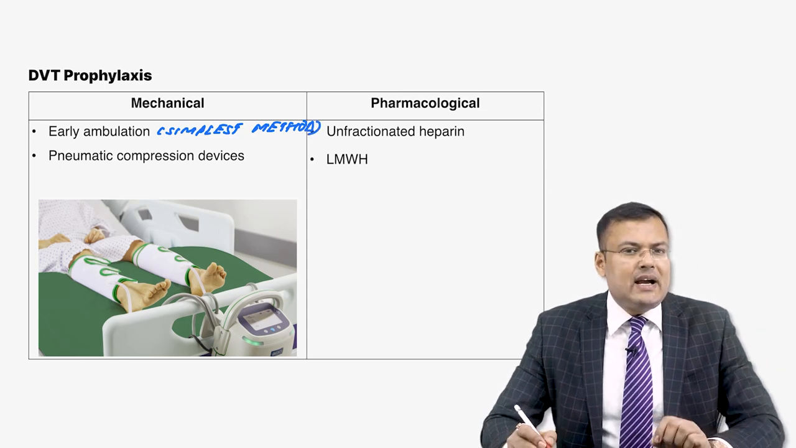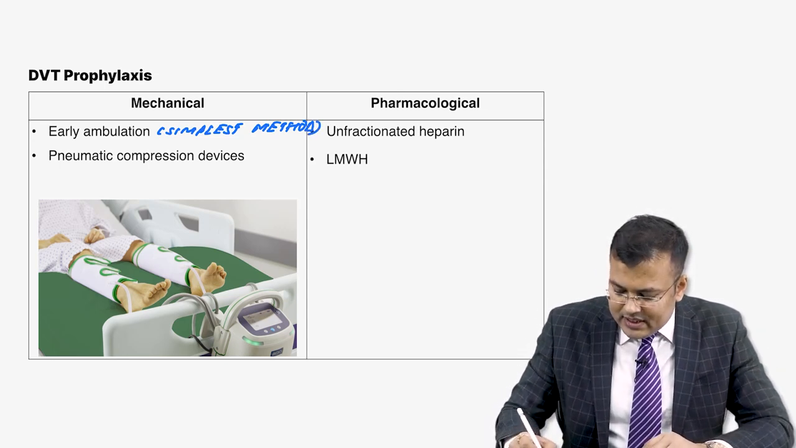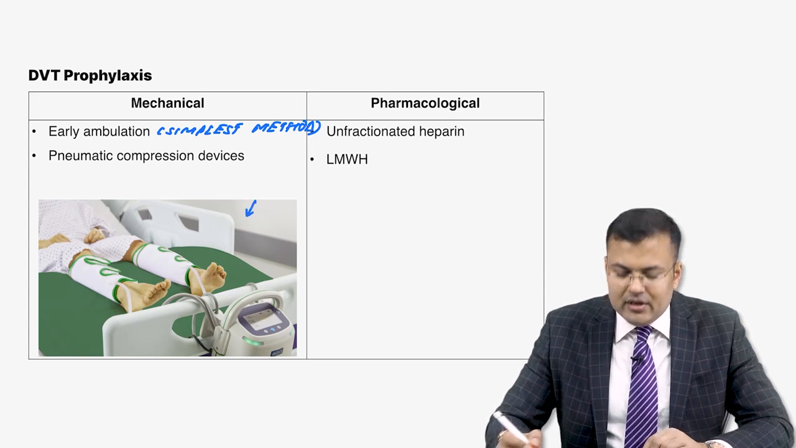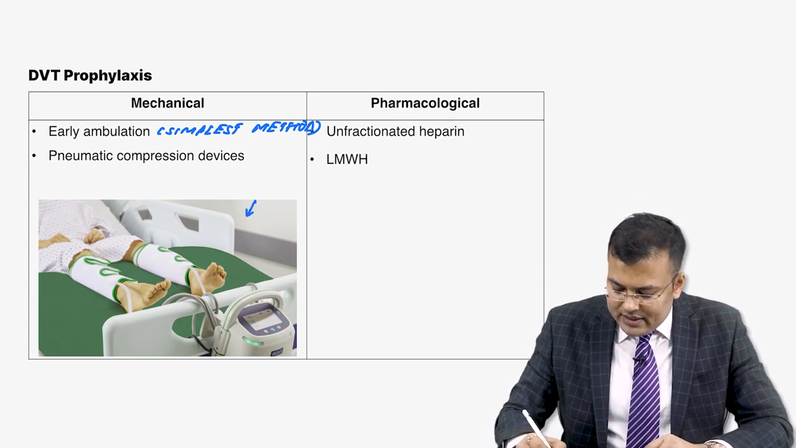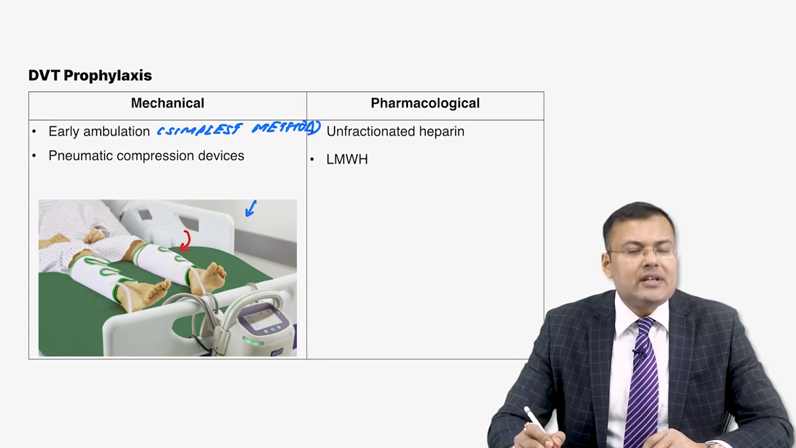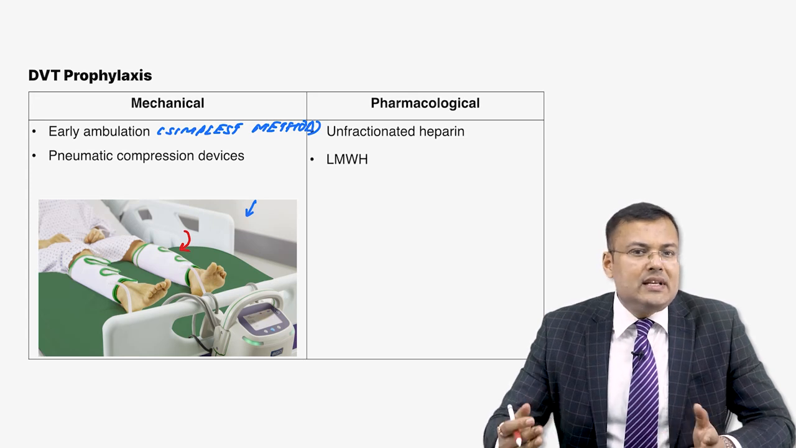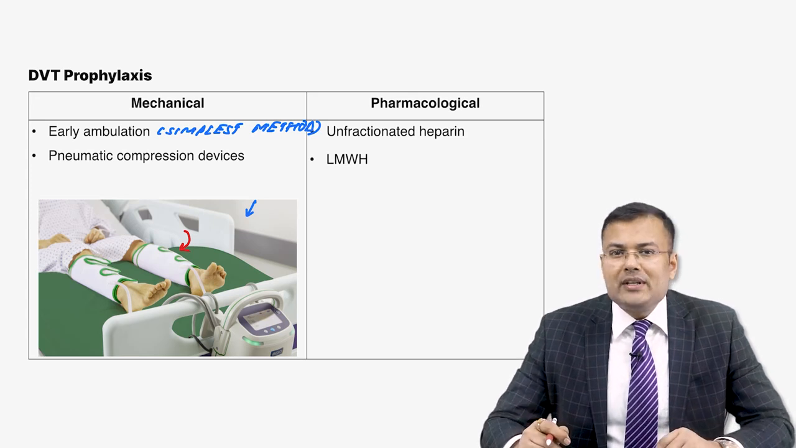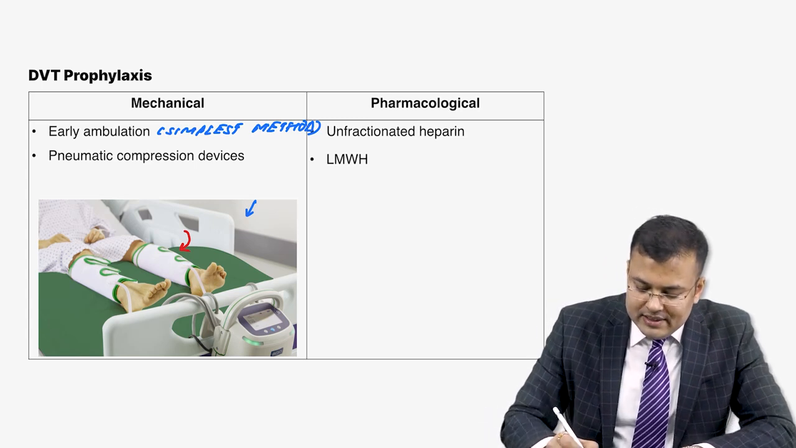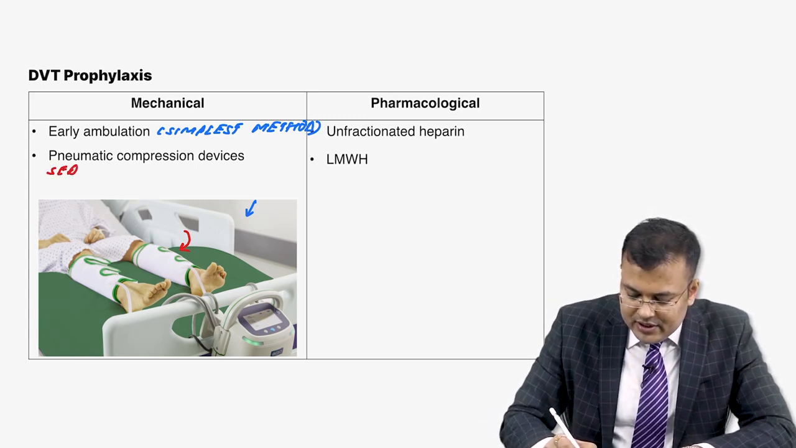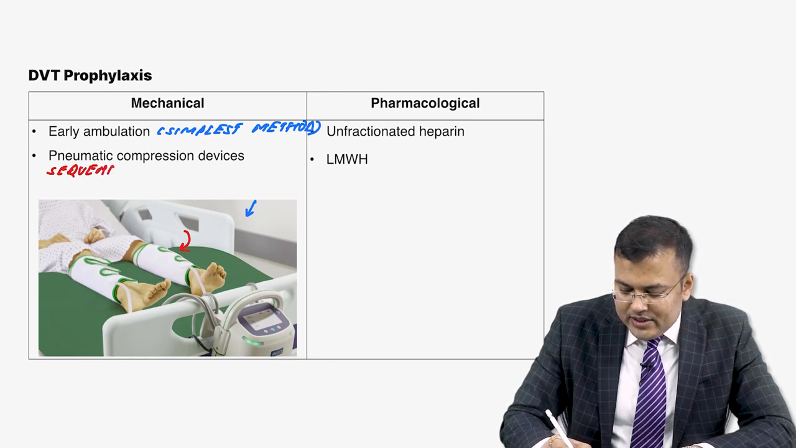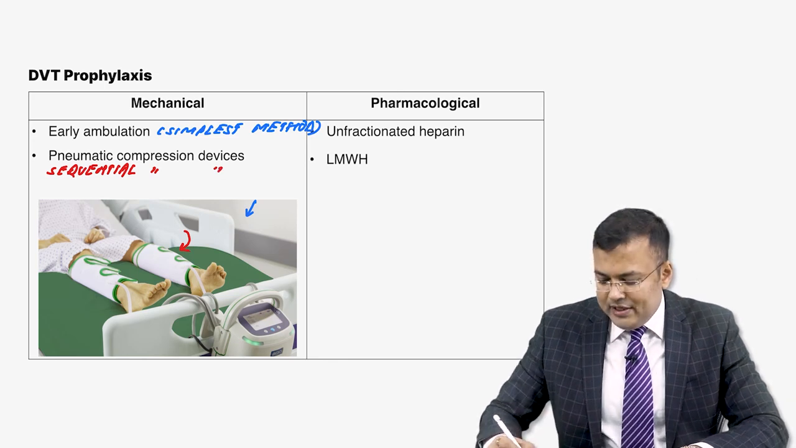And in AIIMS and INICET, this image-based question was asked: what is this? Yes, you can see these are pneumatic compression devices, also known as sequential compression devices. These are the most commonly used method.